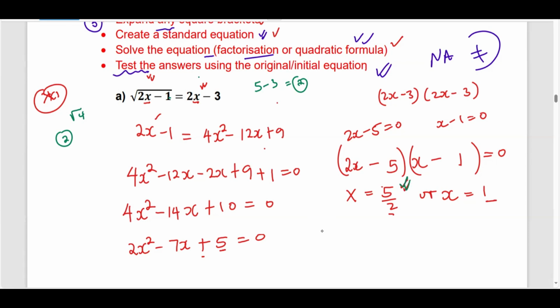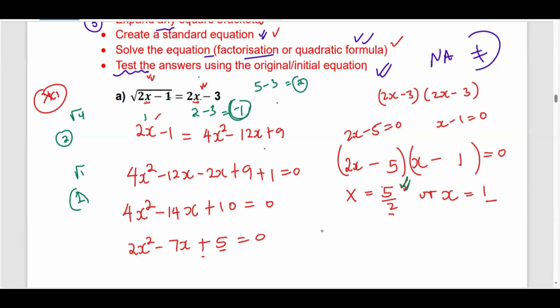Let's try with 1 and see. We know that 2 times 1 is a 2. Then 2 minus 1 is going to be a 1. Then the square root of 1 will always be a 1, okay? Let's go to the right. 2 times 1 is 2. 2 minus 3 is going to be a negative 1. So on the left, we have a positive 1. On the right, we have a negative 1. So the two solutions are not the same.